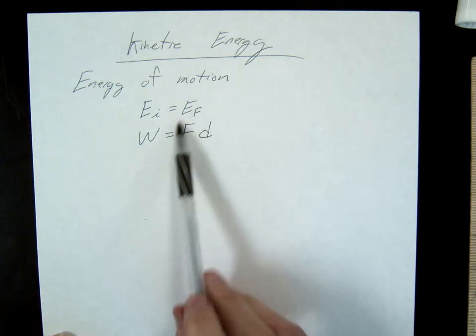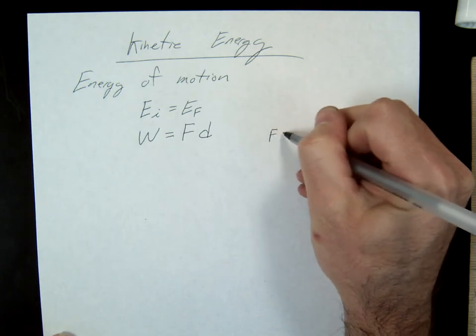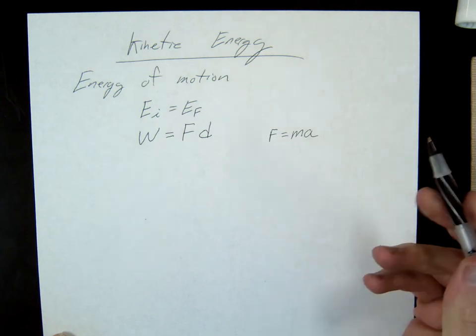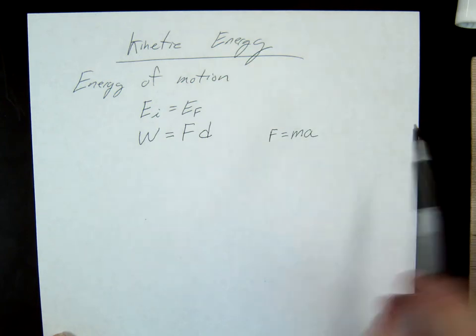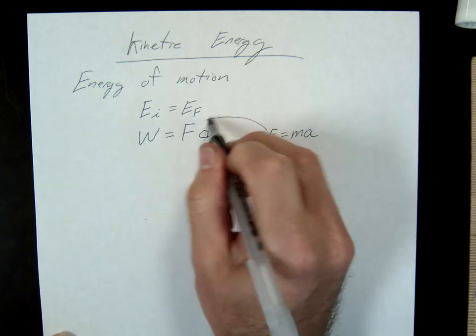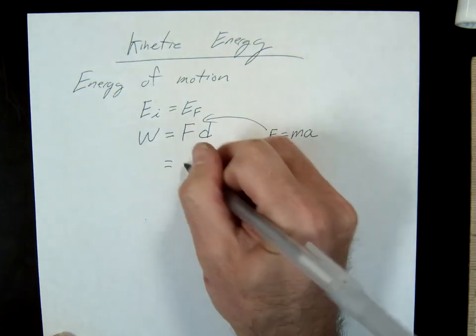For example, what's the equation for force? I'll do it on the side. F equals what? MA. More generically, MA. It could be MG in certain cases, but MA, right? So let's go ahead and substitute in F over here. So we're going to get work is equal to MAD.